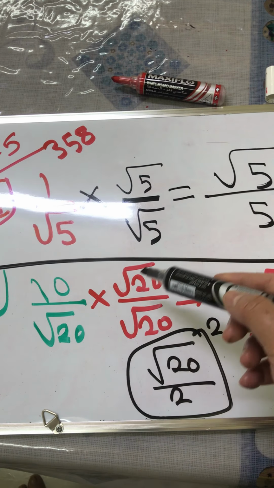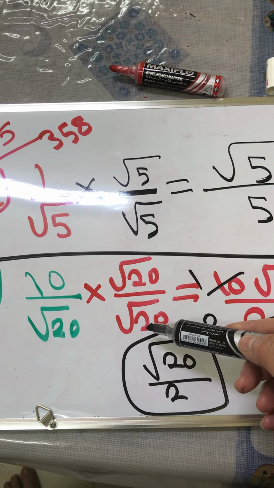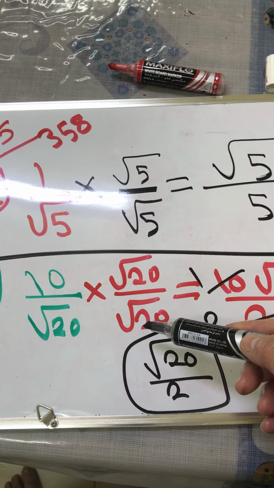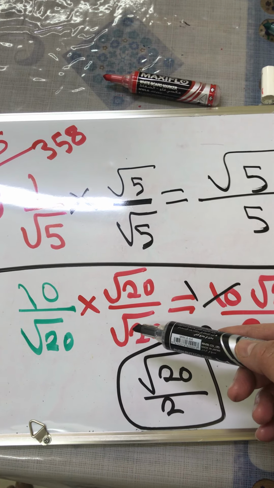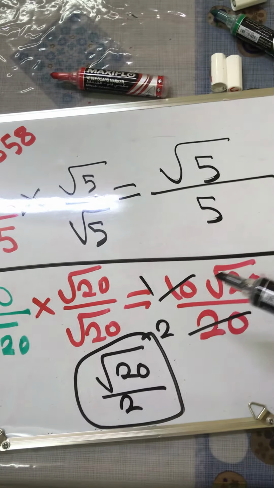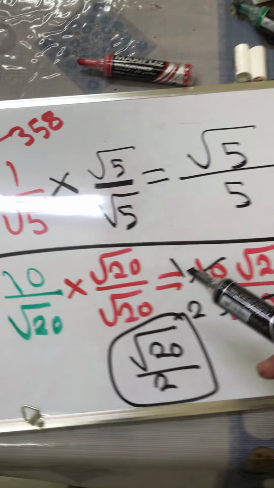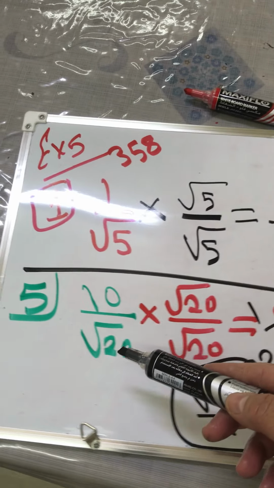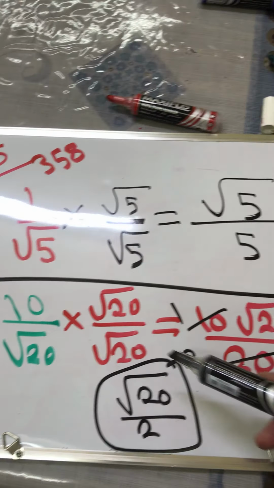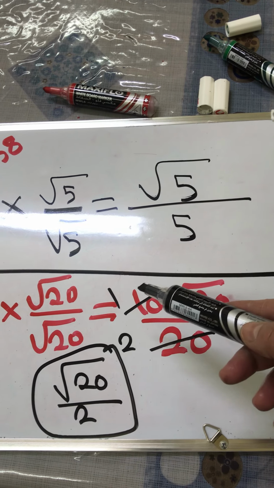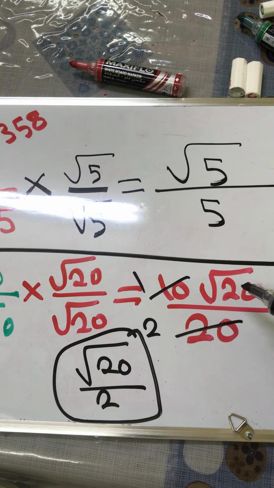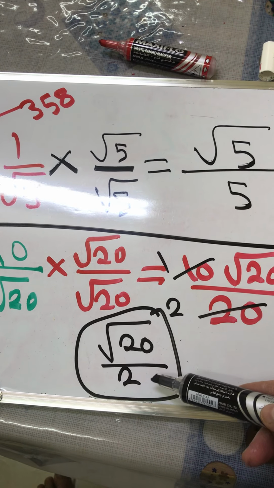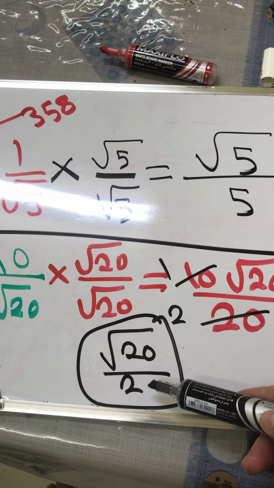Over square root of 20, multiply by square root of 20 to rationalize it. Now, as you know, the third is an irrational number. Now multiply the top together, 10 multiplied by square root of 20, and down, square root of 20 times itself equals 20 only. Divided by 10 up and 10 down, it will be 1 multiplied by square root of 20 over 2 down. This is the simplest form.